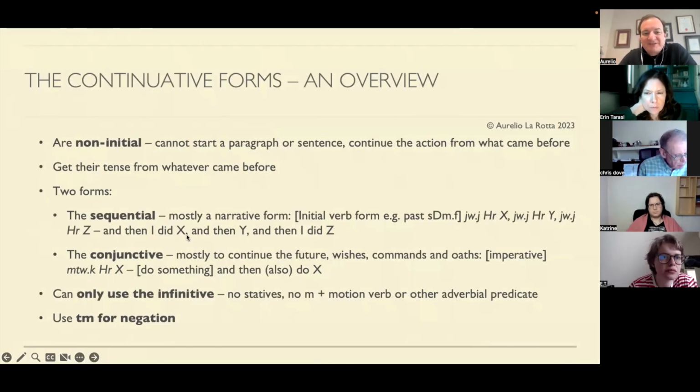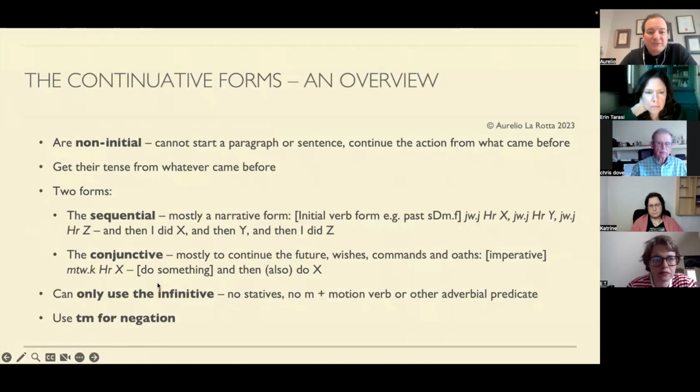Important: what I transcribed as an X here is always an infinitive. So unlike, for example, the first present, which looked quite similar to this, you can't put statives in there. You can't put m plus a motion verb or a non-verbal adverbial predicate or something. This is strictly for infinitives only.